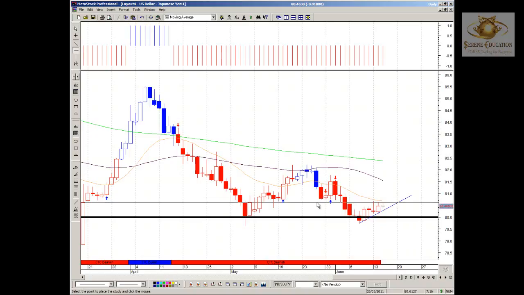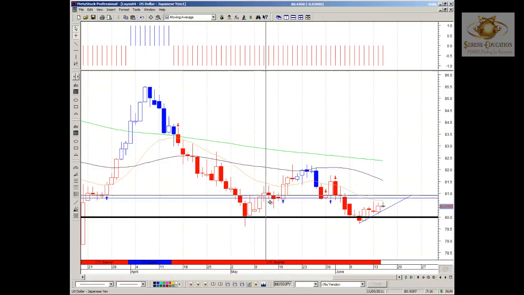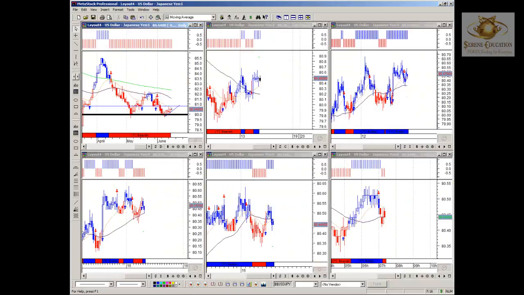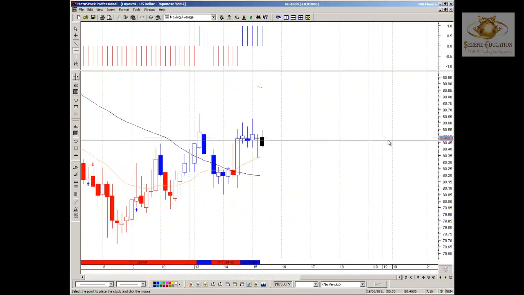So ideally the next target for this pair, if it continues to the upside, is this prior support here, which is quite a strong one. Resistance, apologies, and support in the past at the 81.56 mark. So intraday 81.56, 80.81. So let's have a look at that on our 4-hour.